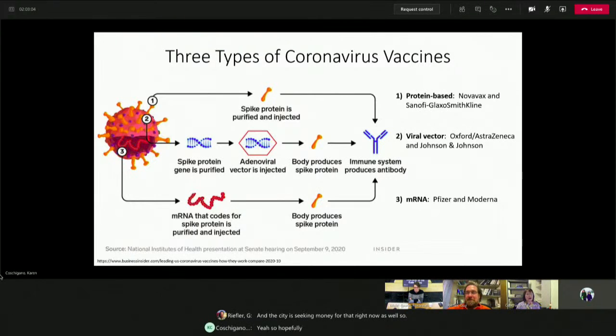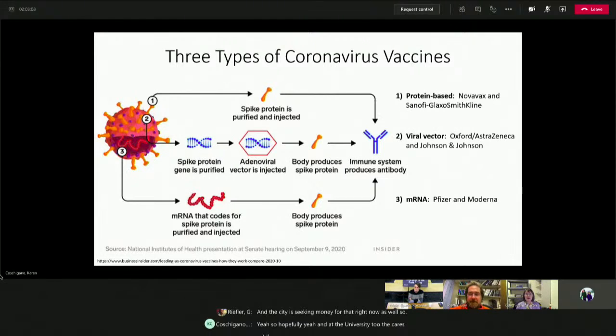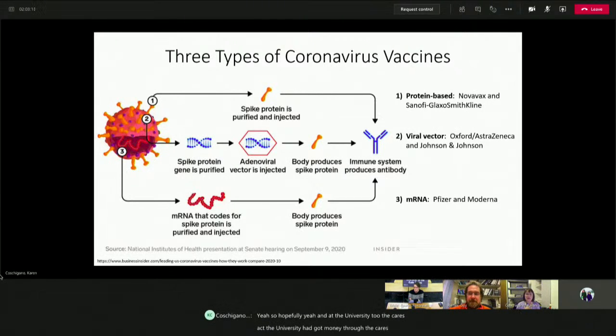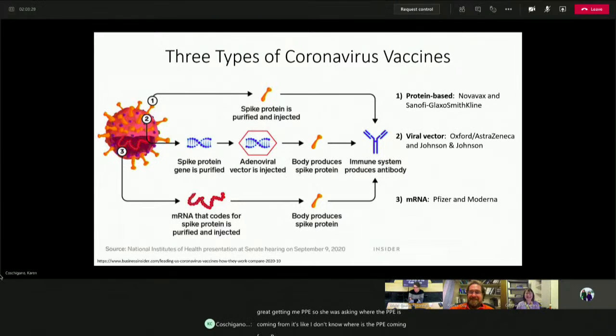Hopefully. And at the university too, the university got money through the CARES Act. That's what I actually used back in December to really get these assays finally going. So it's been phenomenal. And Roxanne has been great getting me PPE. She was asking where the PPE is coming from. It's like, I don't know. Where's the PPE coming from, Roxanne? They borrow and steal, I know.